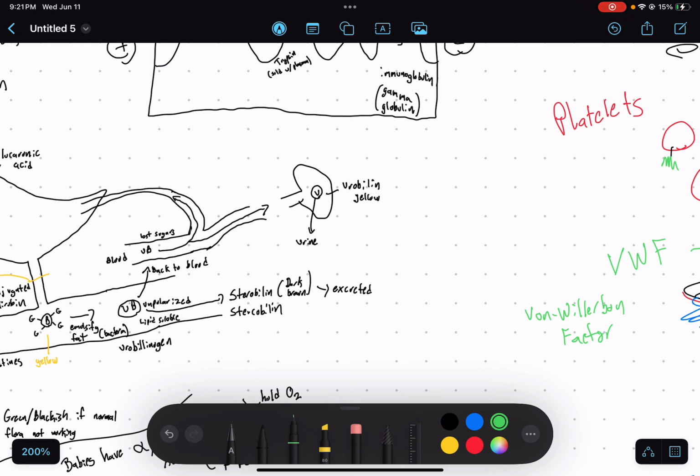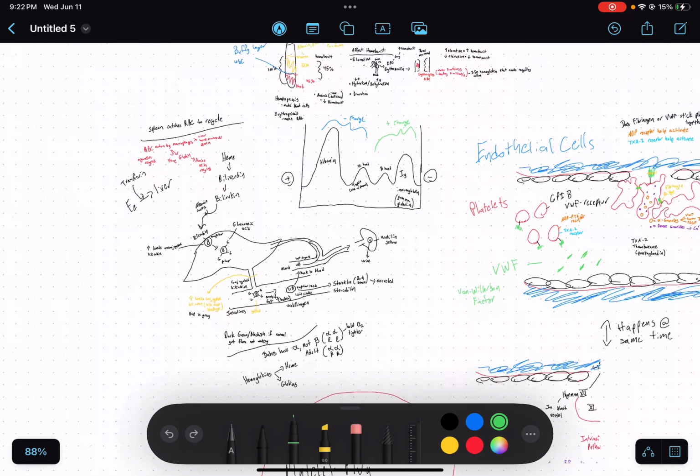And then whenever it does go to the blood, it's going to be urobilinogen, and then it loses its sugars, and it'll make its way either back to the liver, or it's going to make its way to the kidney and be turned into urobilin, and that's going to be excreted as urine.